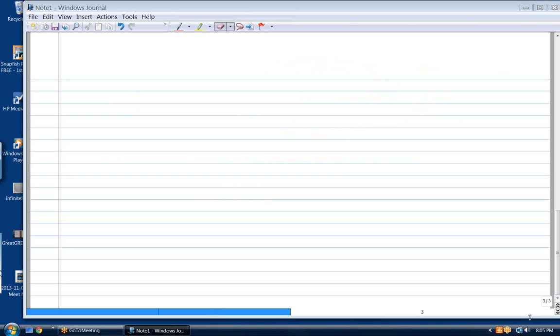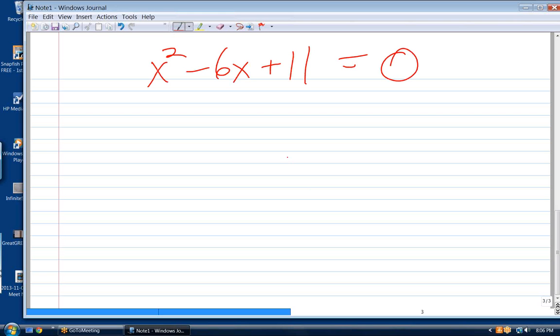What kind of problems do you have? Well, one I had issues with was one on the homework. It's x squared minus 6x plus 11 equals 0. The homework said determine whether this has real or complex solutions, and then find the solution.